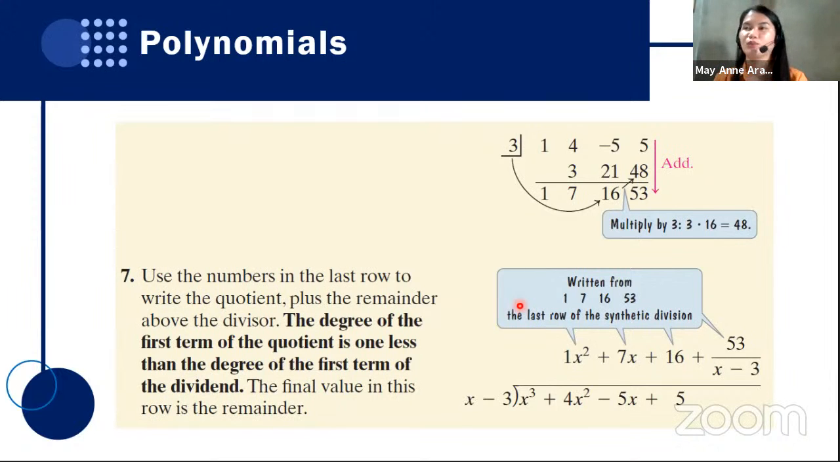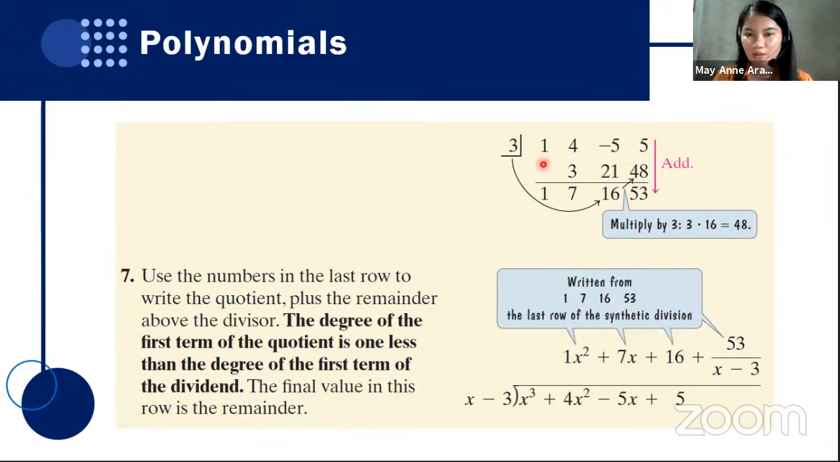And kapag may missing term, lagi yung dapat dire-diretso. So, 3, 2, 1. Then yung constant. So, pag may missing term doon, replace nyo lang with 0. Okay, we have here 1, 4, negative 5. So, these are all the coefficients of the given divisor, dividend rather.